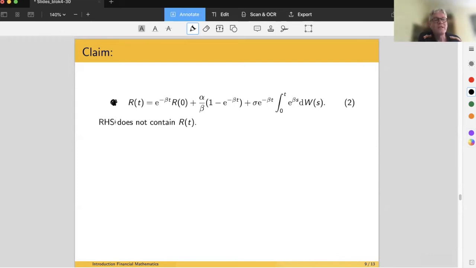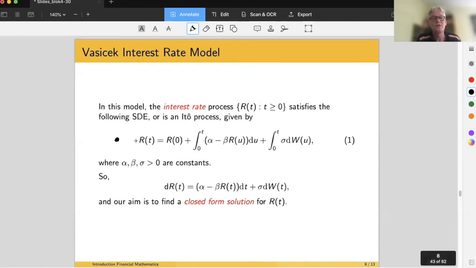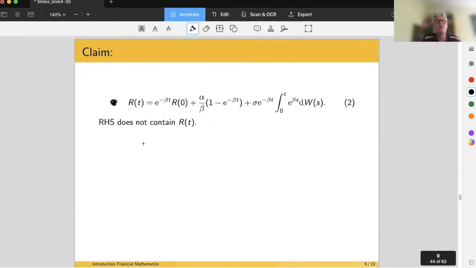So we have R_T is e to the power minus beta t times R0 plus alpha over beta times 1 minus e to the power minus beta t, plus sigma e to the power minus beta t times the integral from 0 to t of e to the power beta s dW_s. That is then the solution. Equation 2 is the solution for the Ito process in equation 1. We can find that solution with the help of Ito-Doeblin's formula. And notice that indeed this is a solution, as the right-hand side does not contain an R_T term.